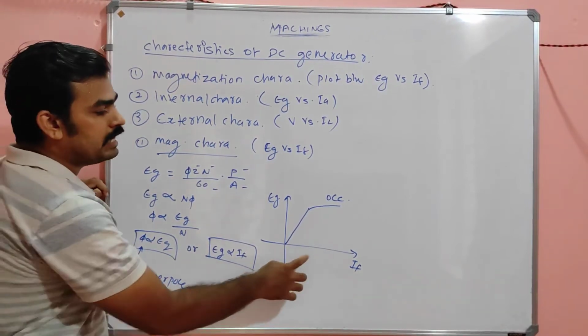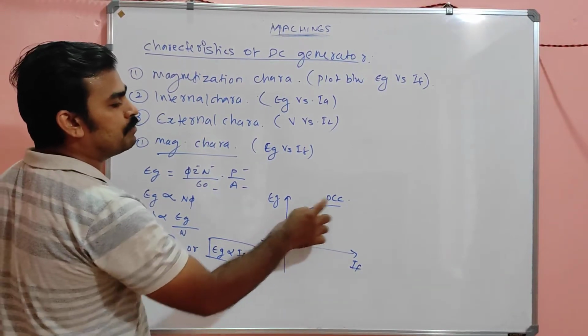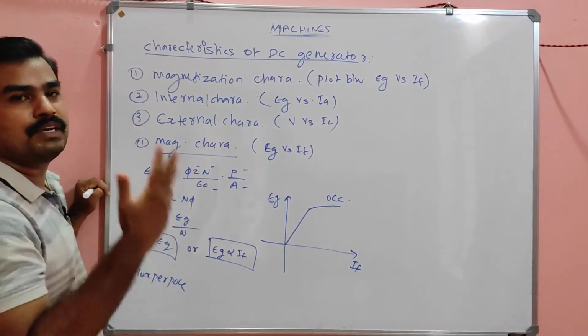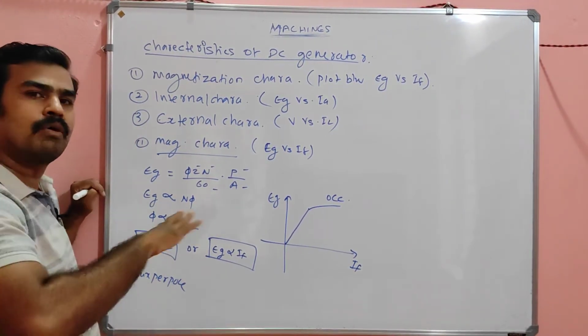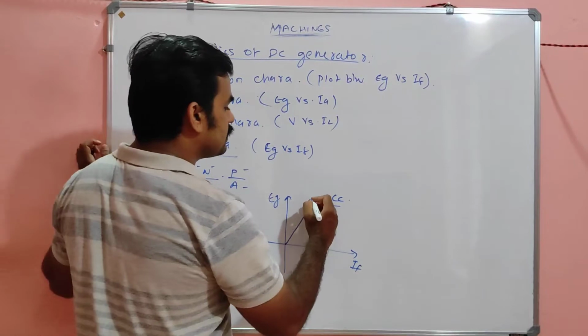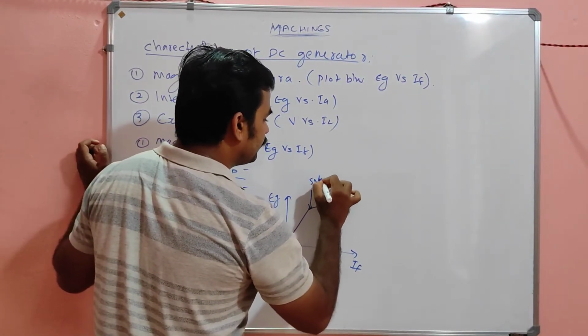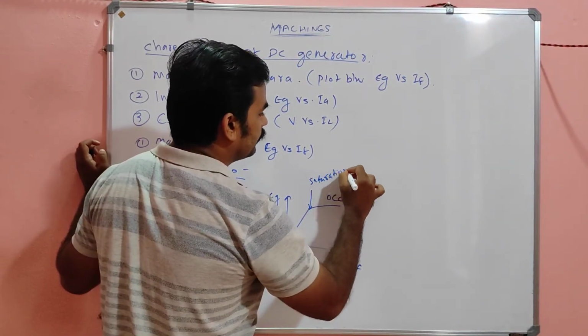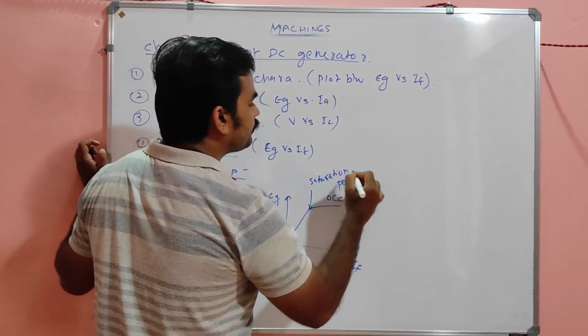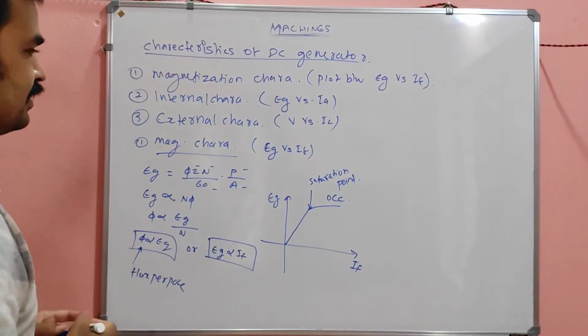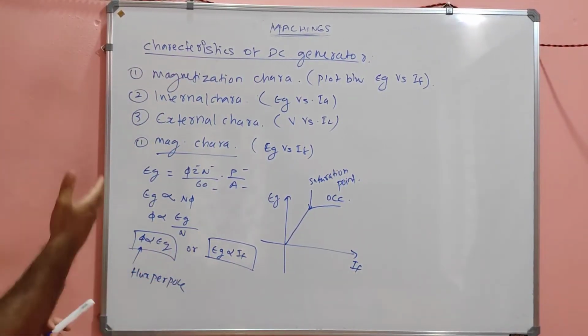So even if you increase the field current, after some time the induced EMF will not increase, because the core got saturated. This point is called the saturation point. Am I correct, my dears? So that is all about the magnetization current.